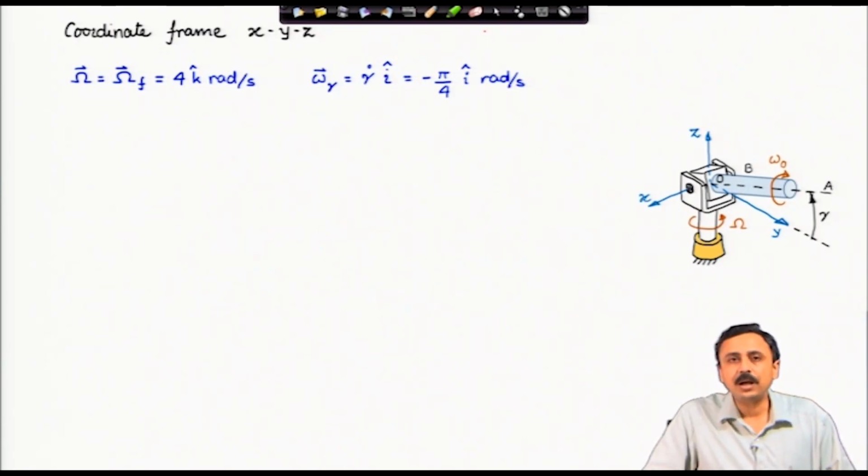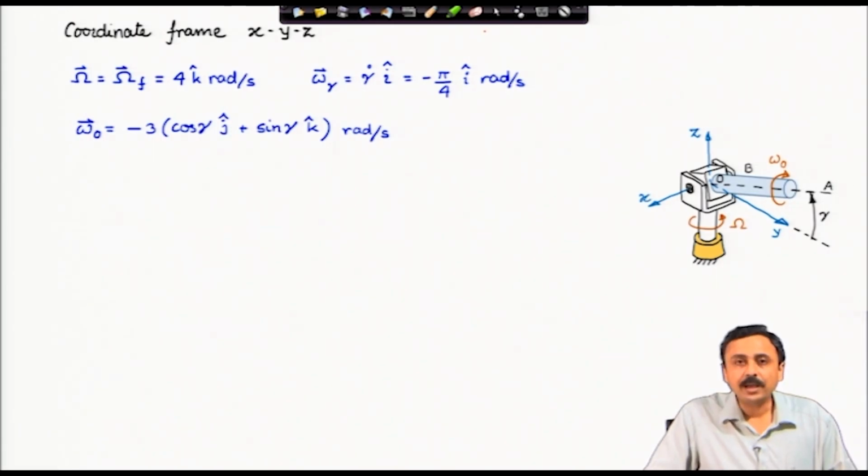Because of the change in gamma, there is an angular velocity of the axis and hence of the body. Now, omega gamma, because of change in gamma, is gamma dot i cap, that can be very easily seen, and that turns out to be minus pi by 4 i cap radian per second. Why minus pi by 4? Because it was specified in the problem that gamma is decreasing. Gamma is decreasing at a rate pi by 4 radian per second. Therefore, the angular velocity is minus pi by 4 i cap radian per second, and this is of the axis OA.